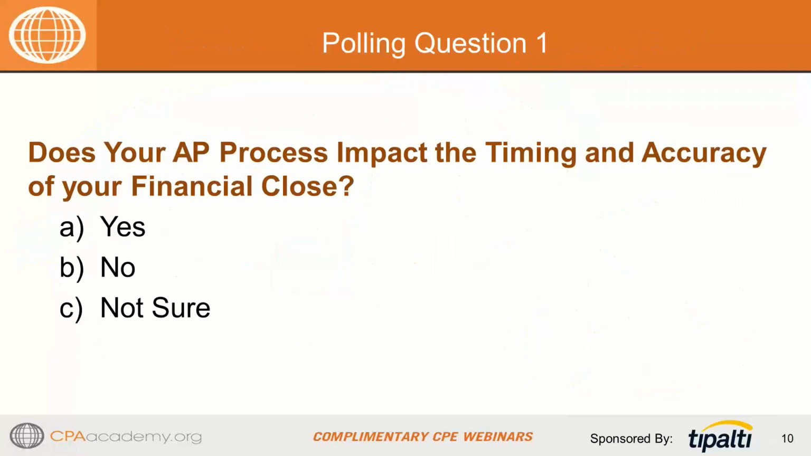All right, we have our first polling question coming up, and we are going to have 4 of these polling questions. And the poll is open, and the question is, does your AP process impact the time and accuracy of your financial close? Are they a culprit somewhere and a bottleneck for your closing process? So the selection of answers is yes, no, or not sure.